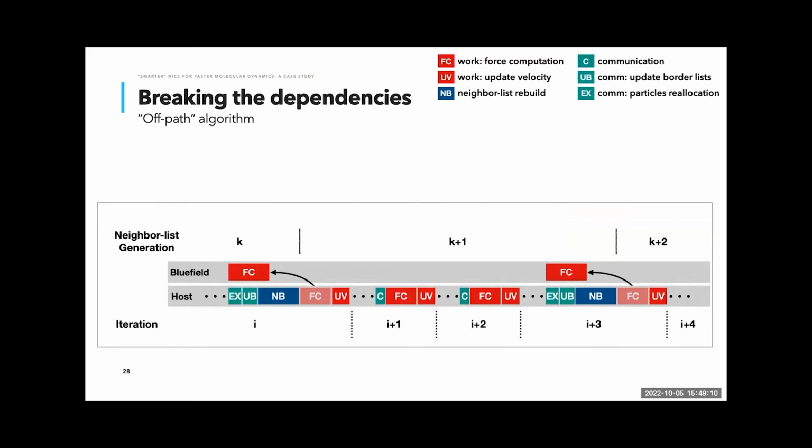We propose to overlap the first force computation routine in the neighbor list generation with the neighbor build, as shown in this slide. But as mentioned before, the highlighted force computation in this figure uses the neighbor list generated in the neighbor build routine. So how can we run these two dependent routines, that means force computation and neighbor build, in parallel?